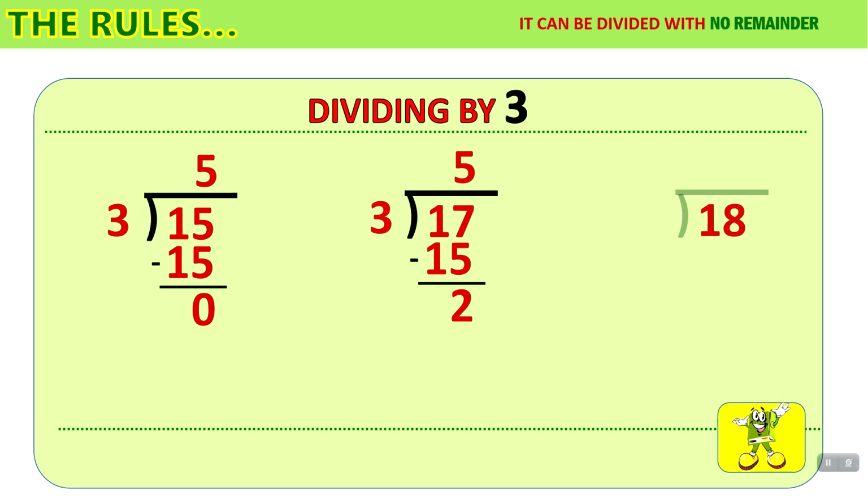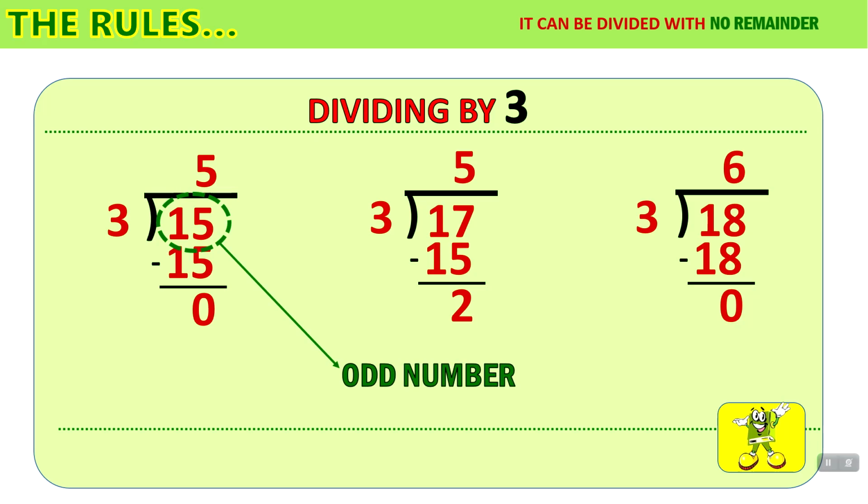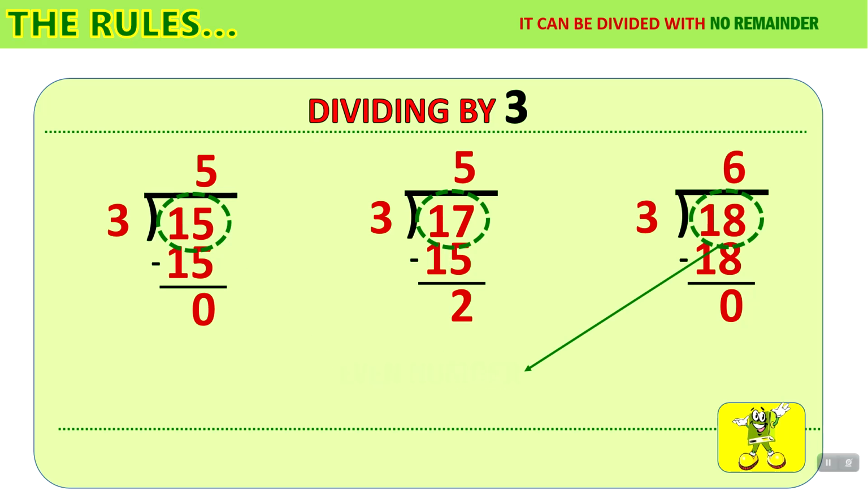Let's try 18. 18 divided by 3 is 6. 6 times 3 is 18. When we subtract, we're left with 0. So let's take a look at the 15, which is an odd number. And we may be able to assume that odd numbers can be divided by 3 with no remainder. But look at 17. That's odd, but it has a remainder of 2. 18 is an even number. And when we divided that by 3, we got a remainder of 0.